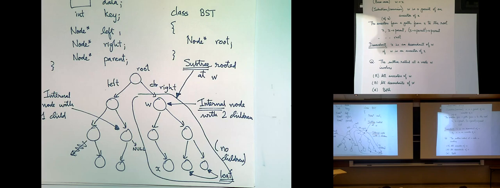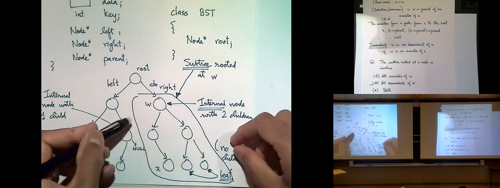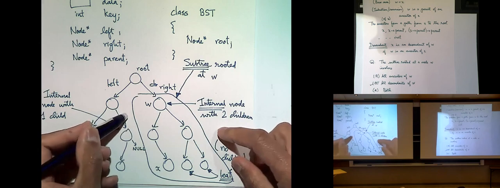So what is the answer? Yes, that's right. Most of you got it. It's all descendants of W. So you start at W and you follow the arrows downwards. You follow the children and the children of children, so on and so forth. So that gives you all of the subtree rooted at W.